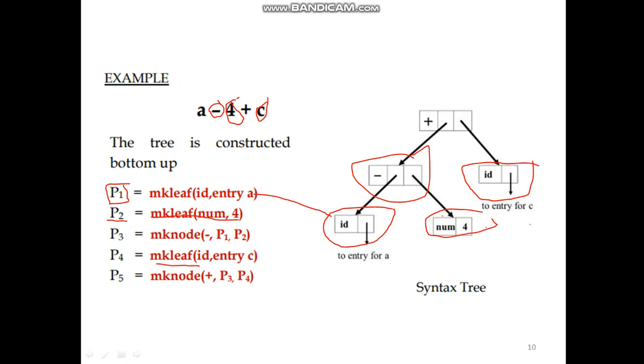And then I have to construct the node corresponding to this plus. So I call make node plus p3 and p4, which means p3 is the pointer to this one, and p4 is the pointer to this make leaf. After calling this sequence of functions, it's possible for me to construct the syntax tree corresponding to the expression.